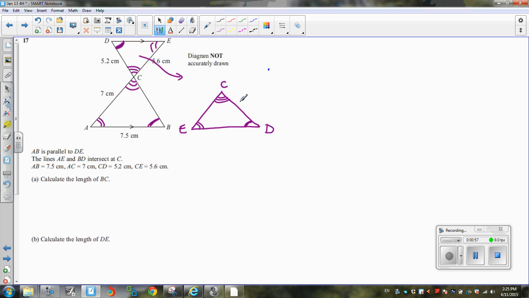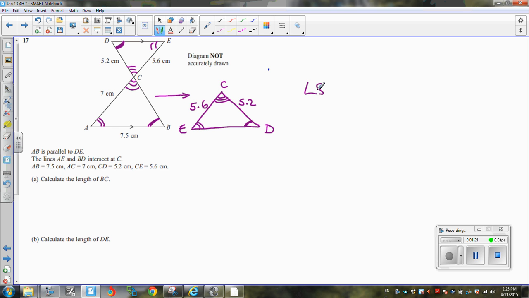Okay, now do we have any lengths? Yes, I know that CD is 5.2 and I know that CE is 5.6. Okay, so what I'm going to do now is work out the length scale factor, the scale factor that all the lengths are multiplied by to get from this triangle to this one. And in order to do that, I look for a pair of corresponding sides.